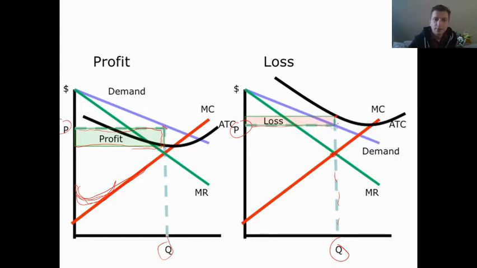In order to find the loss per unit, you would do average total cost minus average revenue, and to find the total loss, you do per unit multiplied by the quantity, or the area of the loss box, I should say.